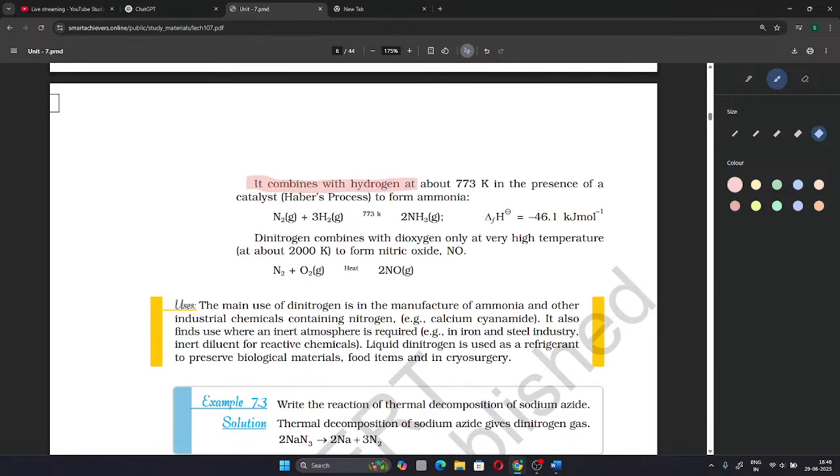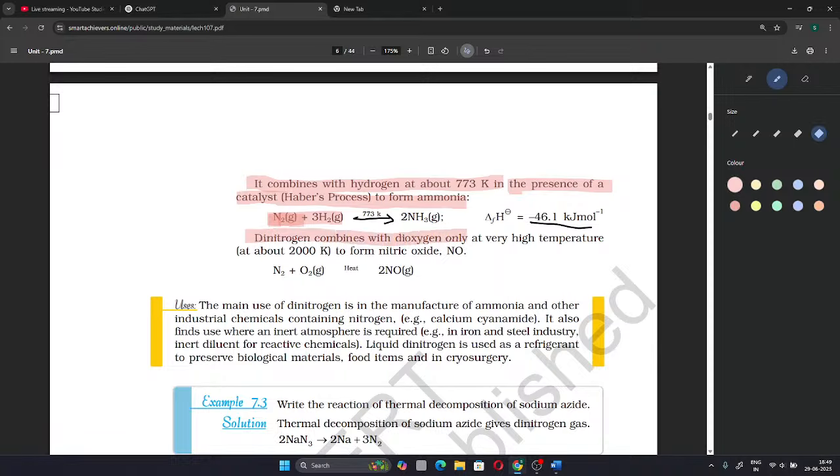It combines with hydrogen at about 773 Kelvin in the presence of a catalyst, Haber's process. This is the basic Haber's process of nitrogen reacting with hydrogen at 773 Kelvin to give two ammonia. The formation enthalpy of this is minus 46.1 kilojoule per mole.